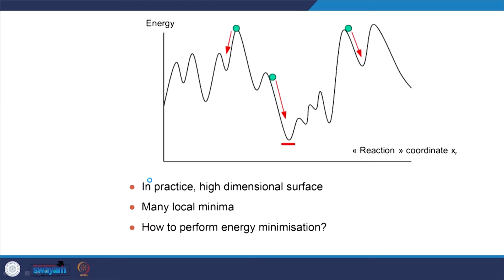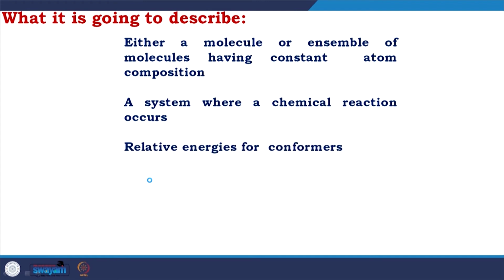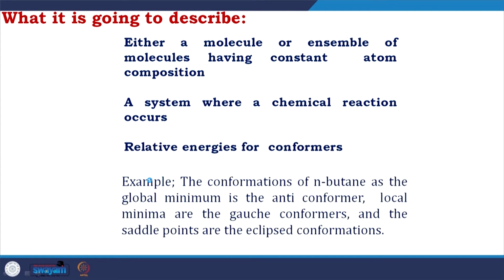As I told, in practice there are many dimensions of the surface, and there are many local minimas, and that is why we have to perform energy minimization. What is energy minimization going to describe? Either a molecule or an ensemble of molecules having constant atom composition, a system where a chemical reaction occurs, relative energies for conformers, and an example I am not giving you now because we have already discussed that.